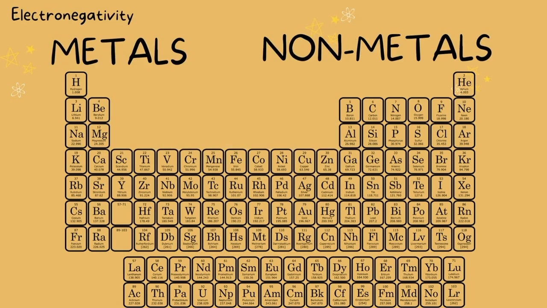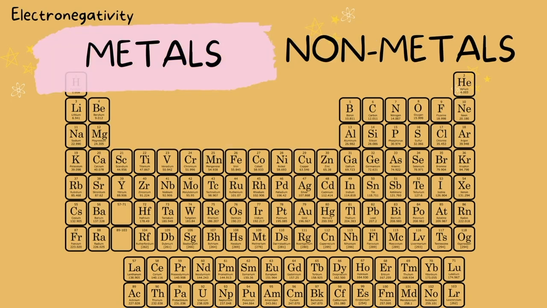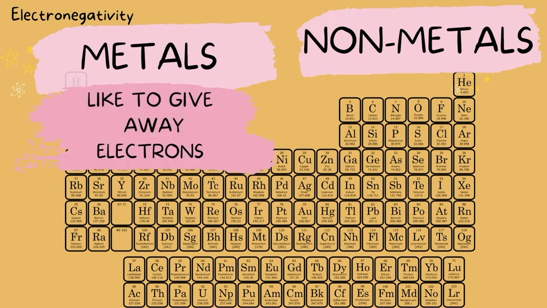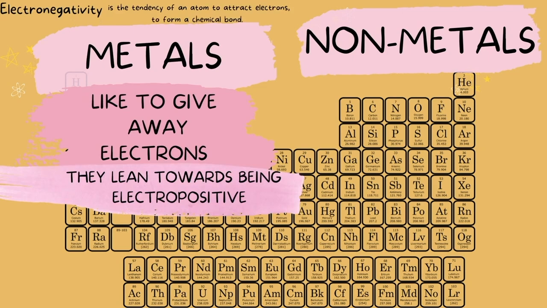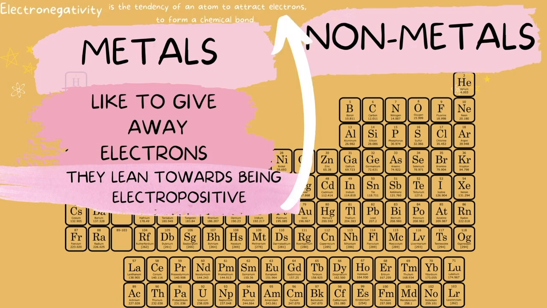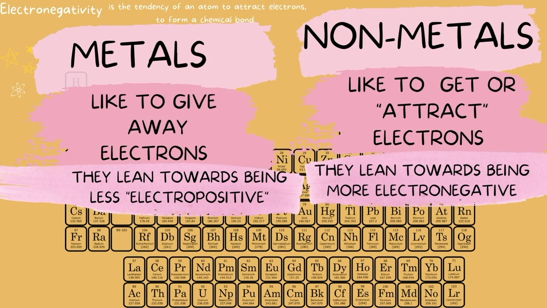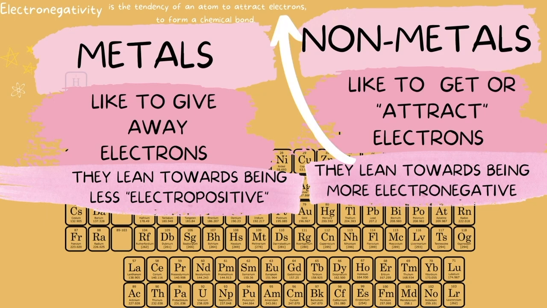On the left side of the periodic table, we have our metals, and to the right, we generally have our non-metals. One of the characteristics of metals is that they like to give away electrons. Because they like to give away electrons, they lean towards being less electronegative. You can also say that they are more electropositive. If we look at the definition again, electronegativity is an atom attracting electrons. So metals do the opposite. Non-metals, on the other hand, like to attract electrons. So they definitely lean towards being more electronegative, per the definition of electronegativity.